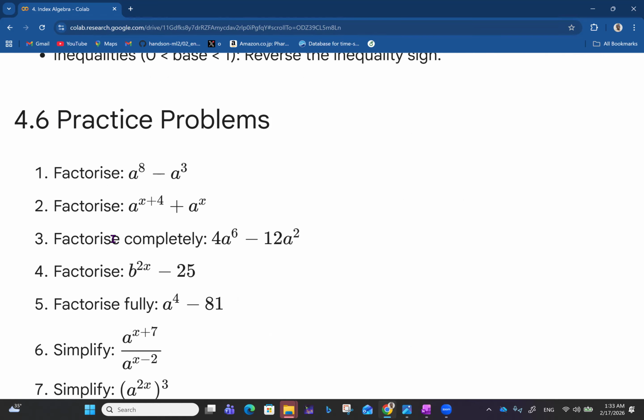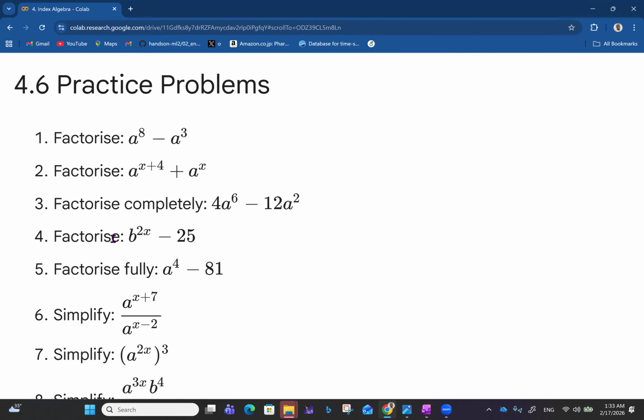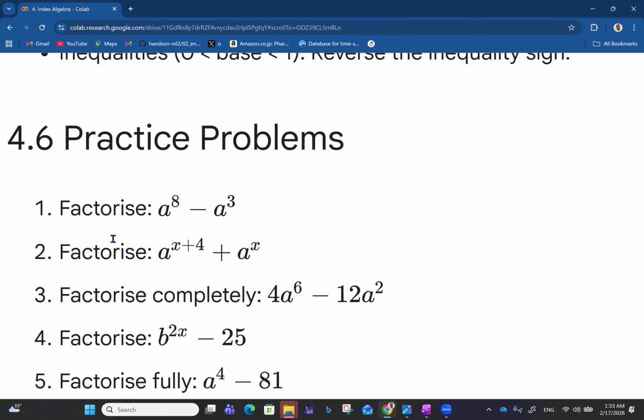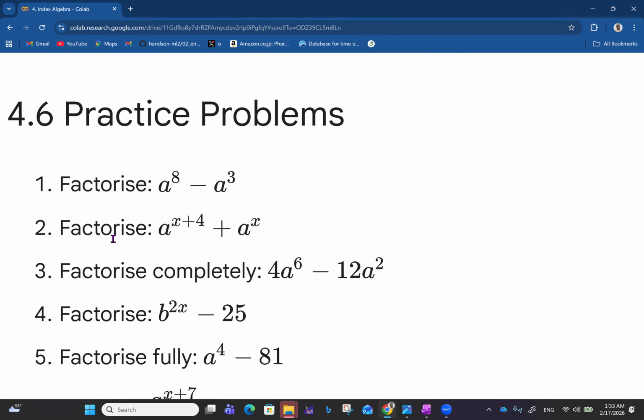So let's try our hands on some practice problems. As usual, let's take them in fives and see what we can do. So practice problem, factorize this. Of course, this will just be a raised to power 3 into a raised to power 5 minus 1. Then for this, you want to factorize a raised to power x plus 4 plus a raised to power x. So you just take a raised to power x into a raised to power 4 plus 1.